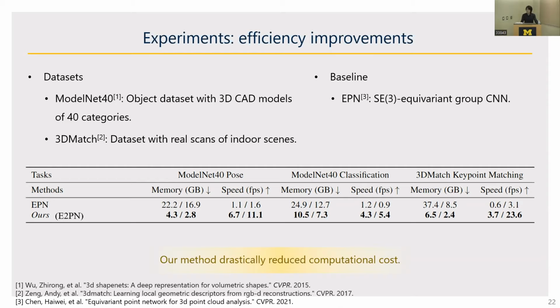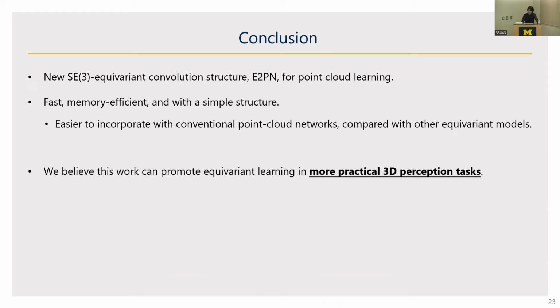And in the meantime, our method achieved similar or even slightly better performance than the baseline results, which I didn't show in the table here. So in conclusion, we proposed a new SE3 equivariant convolutional structure, E2PN, for point cloud learning. It is fast, memory efficient, and has a simple structure. So it is easier to incorporate with conventional point cloud networks compared with other equivariant models. And we believe that this work can promote equivariant learning in more practical 3D perception tasks.